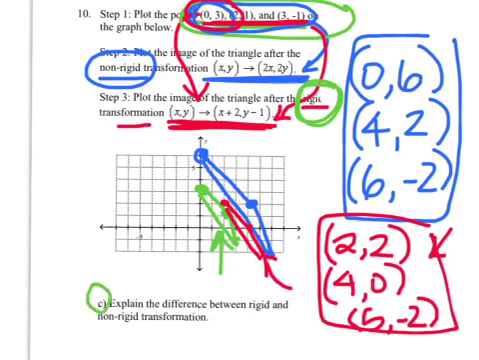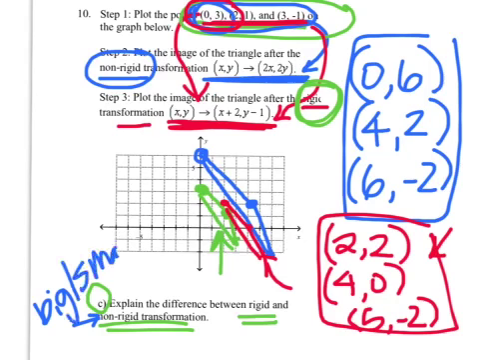So for part C, the difference between a rigid transformation and a non-rigid transformation, non-rigid, like is non-fixed, that means it could be bigger or smaller. A rigid transformation means it's exactly the same size and shape as what you started with.